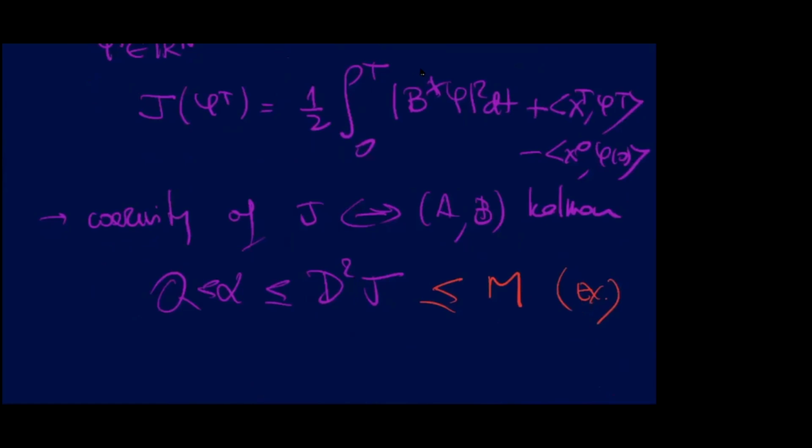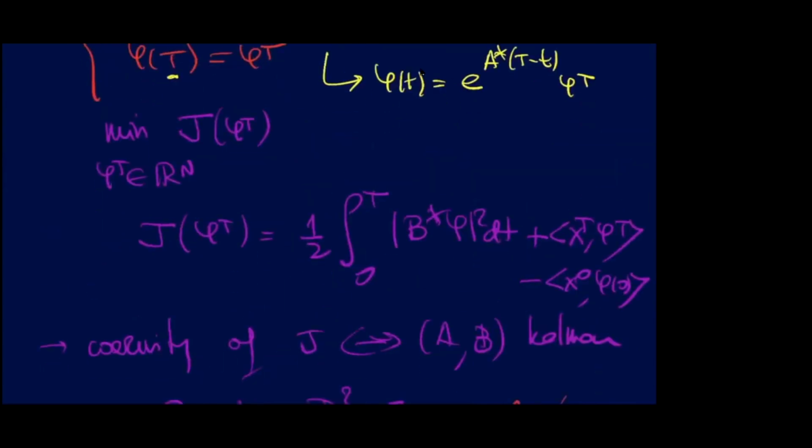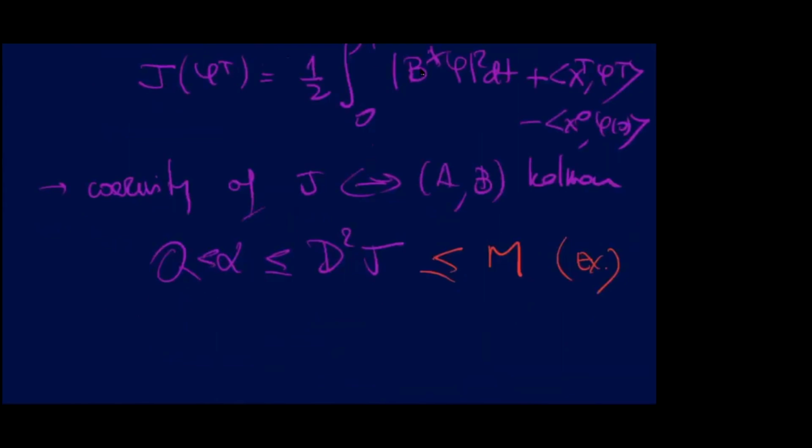So the fact that J is C2 in this case is just a consequence of the fact that there is a linear bounded dependence of phi into phi t. And of course, this condition here is absolutely true, right? Then you are in the conditions of the steepest descent algorithm.